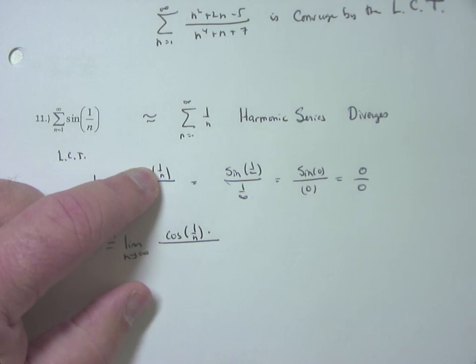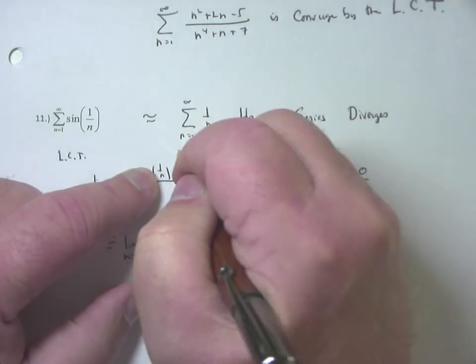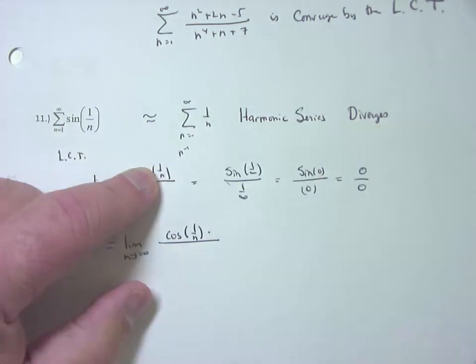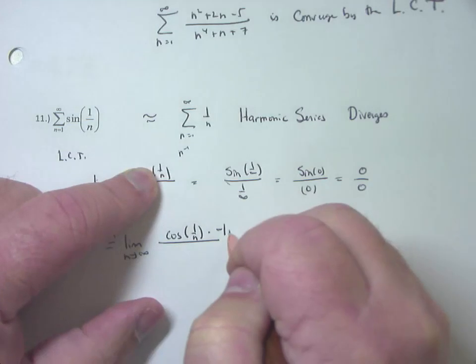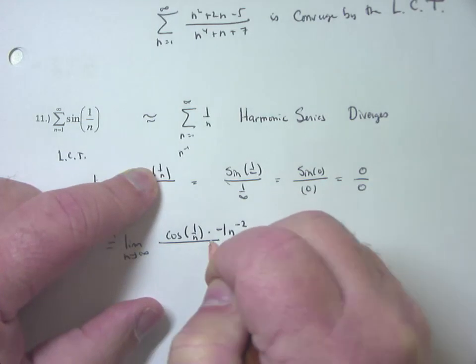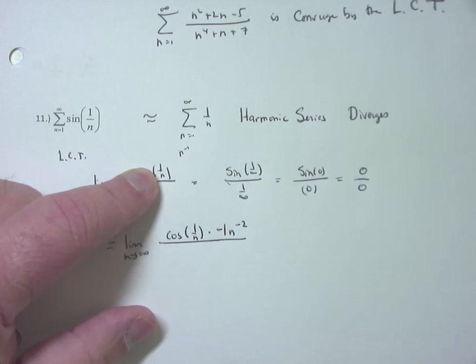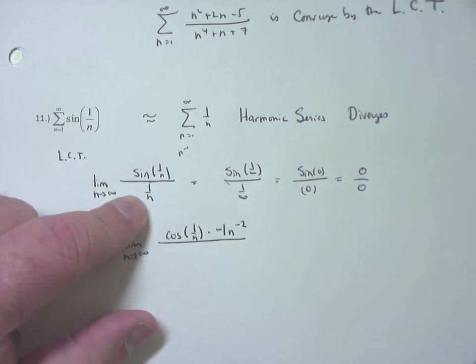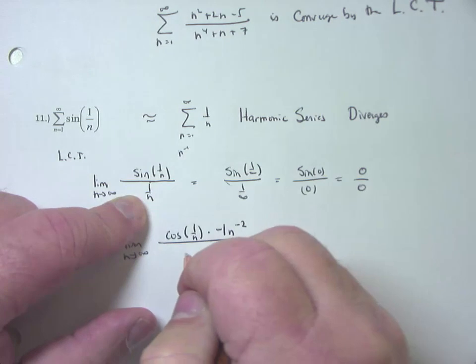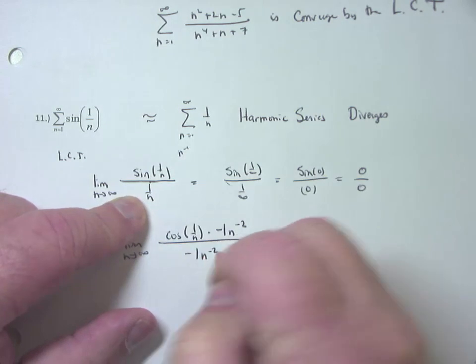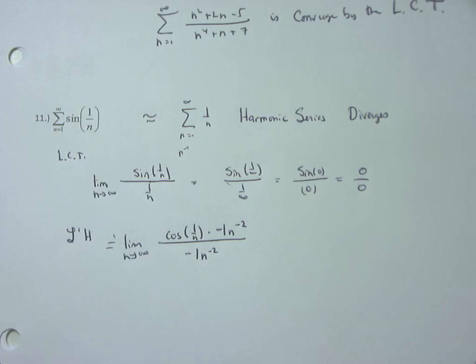Well, 1 over n is the same thing as n to the negative 1. So what's the derivative of that? Negative 1 n to the negative 2. Does that make sense? Divided by the derivative of 1 over n. Well, 1 over n is n to the negative 1, and that gives you negative 1 n to the negative 2. Remember your L'Hopital's rule. You take the derivative of the numerator, divide by the derivative of the denominator, and then you redo your limit.